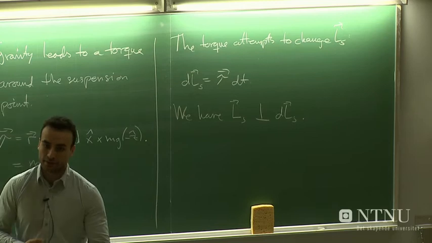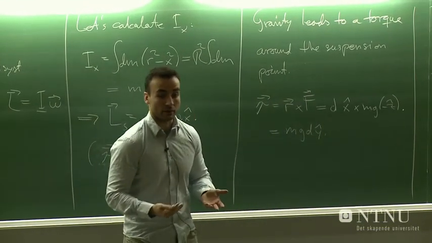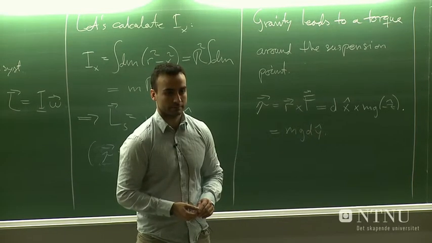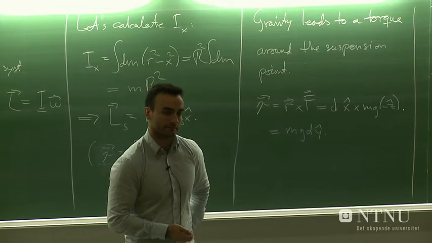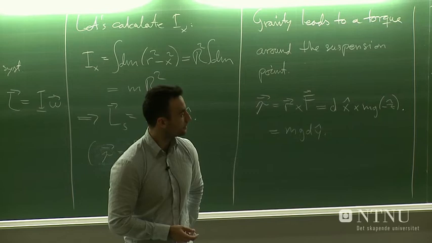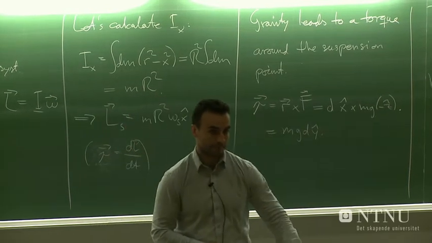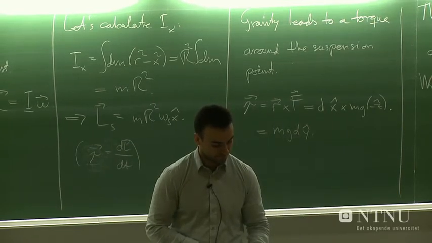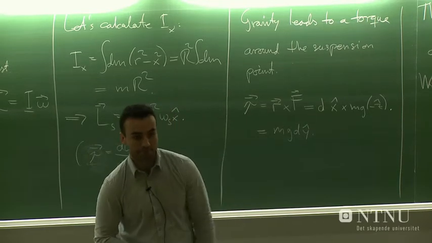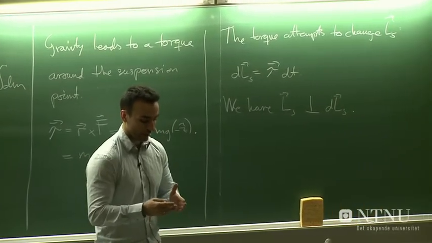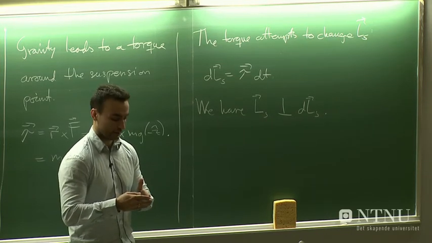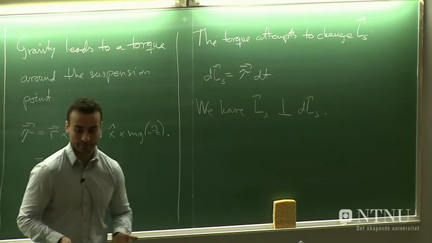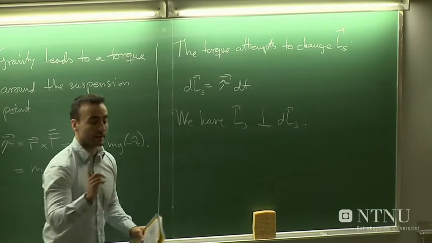So what can we conclude from this about how the angular momentum vector evolves? Well, we have a vector, and then we have the torque causing it to change like this. It's always acting perpendicular to the vector. So we should get a circle. This means that L is basically rotating in a plane.